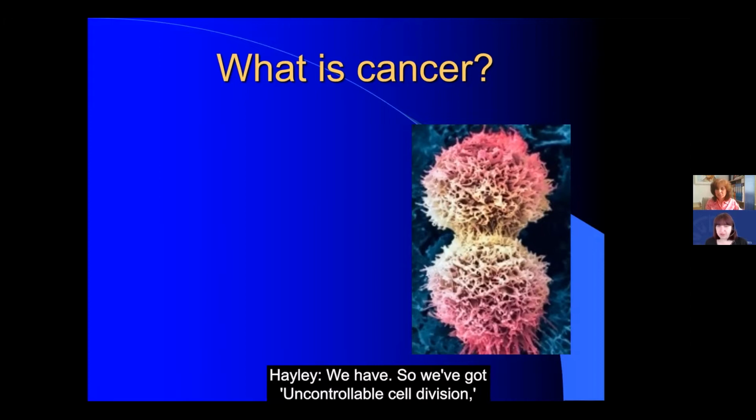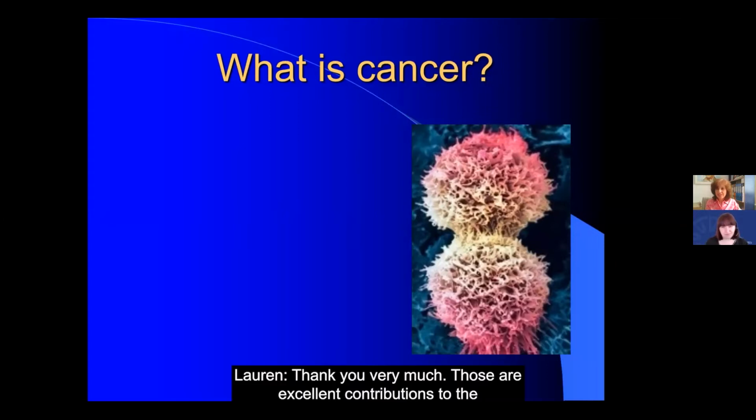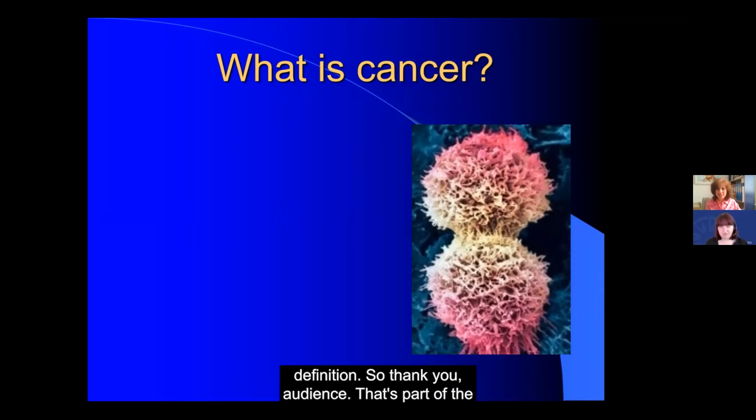So we've got uncontrollable cell division, and then we've got uncontrolled cell division as a result of DNA mutation, and then we've got the abnormal growth of cells in an uncontrolled manner. Thank you very much. Those are excellent contributions to the definition. So thank you, audience. That's part of the definition. So that's our first part.